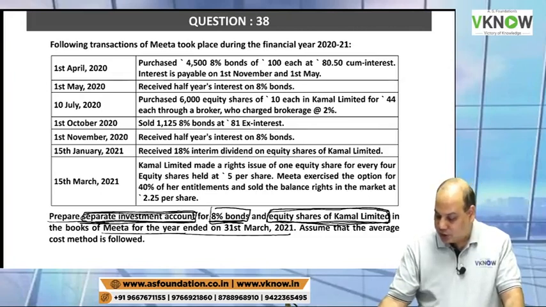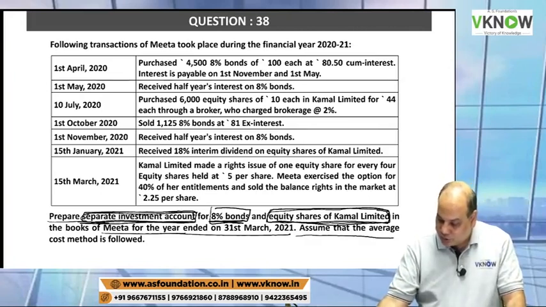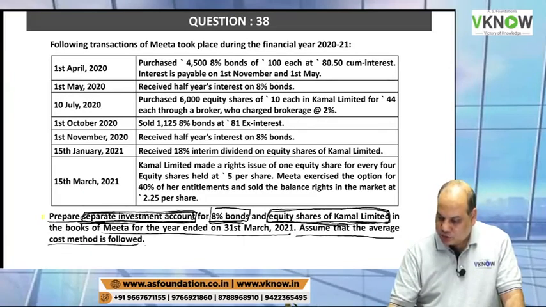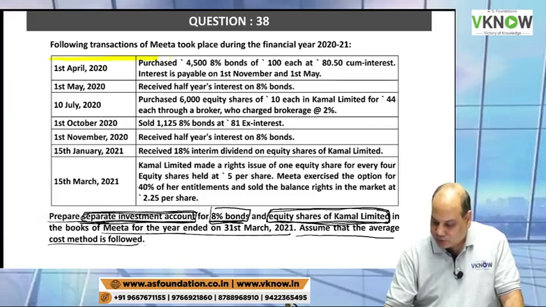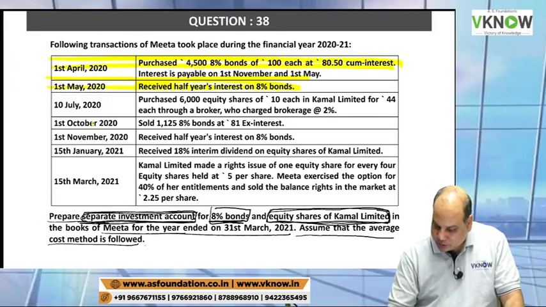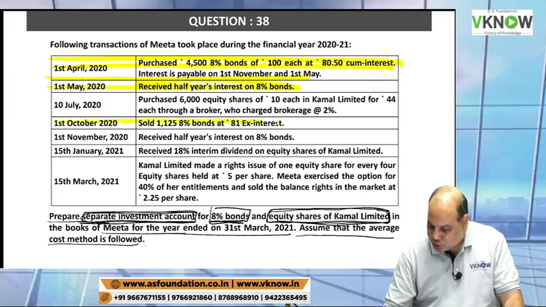So thank you for writing this question. Now we will solve. In this question, let us first solve only the bond part. This is bond purchased. This is interest received on bond. Then this is bond sold. This is interest received on bond.